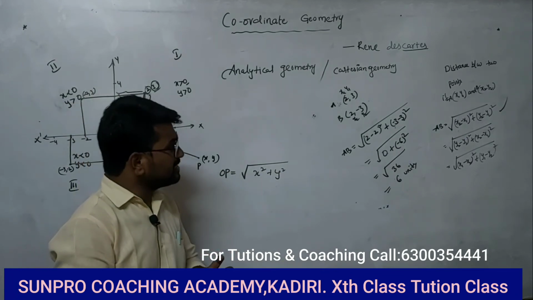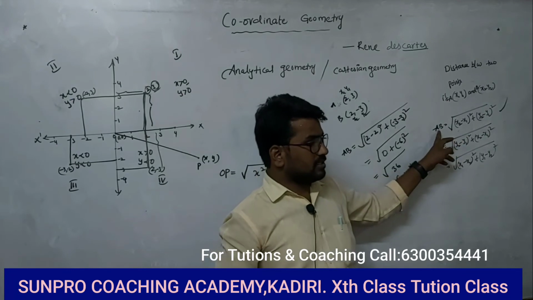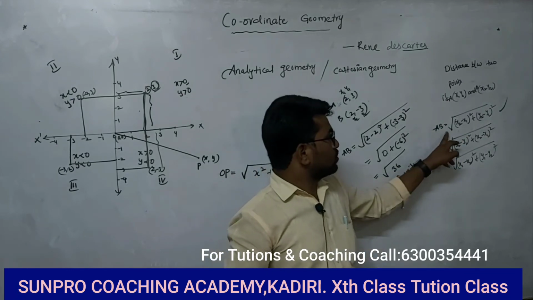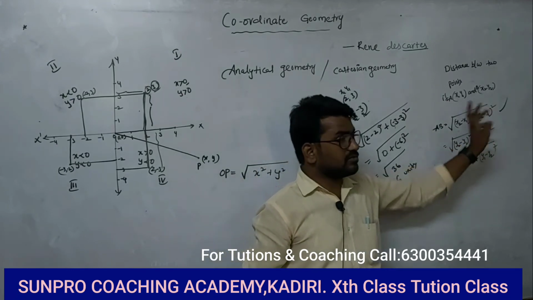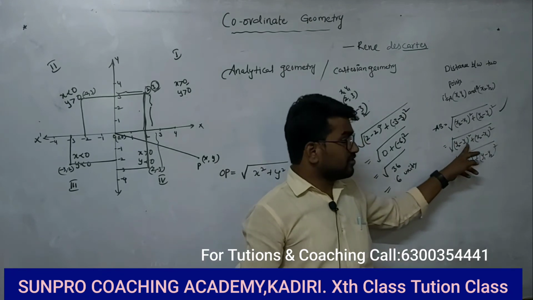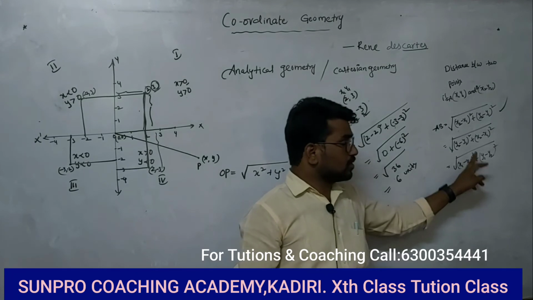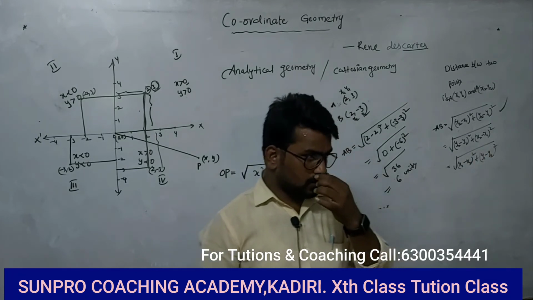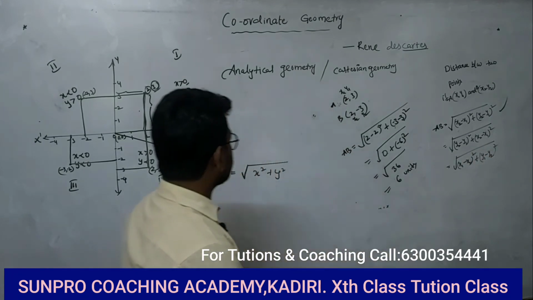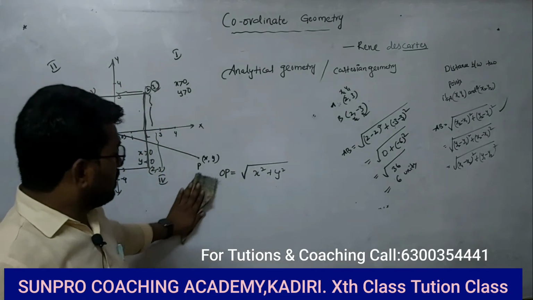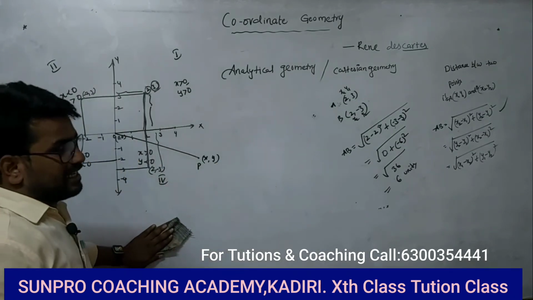If there are 2 points, you can write any of these 3 formulas: root over x2 minus x1 whole square plus y2 minus y1 whole square, or y2 minus y1 whole square plus x2 minus x1 whole square, or x1 minus x2 whole square plus y1 minus y2 whole square. Okay? And in this Cartesian plane, there are 3 points.